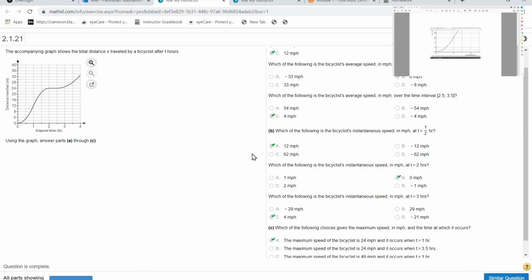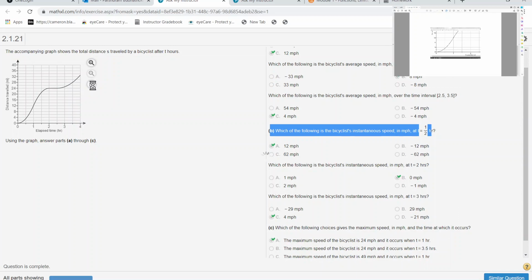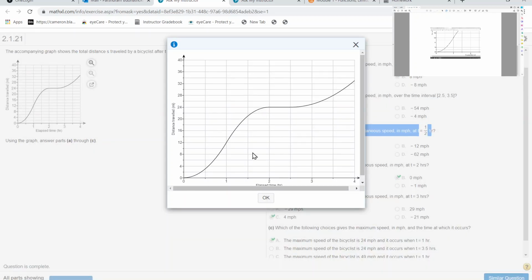Actually, the instantaneous velocity is the slope of the tangent line at that point. So if we look at part B, what is the instantaneous velocity of this graph when time is half hour? I need to make it bigger here, so you can see that we need to find out the slope of the tangent line at point t equal to half.